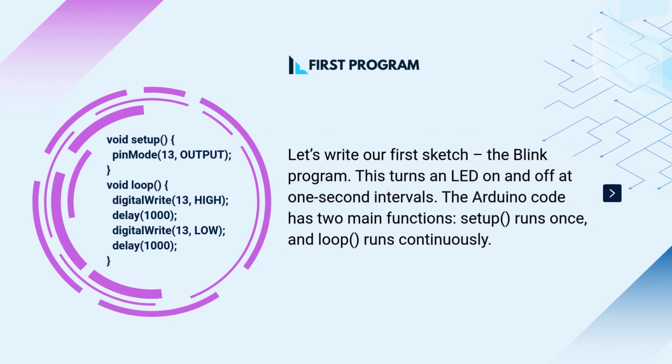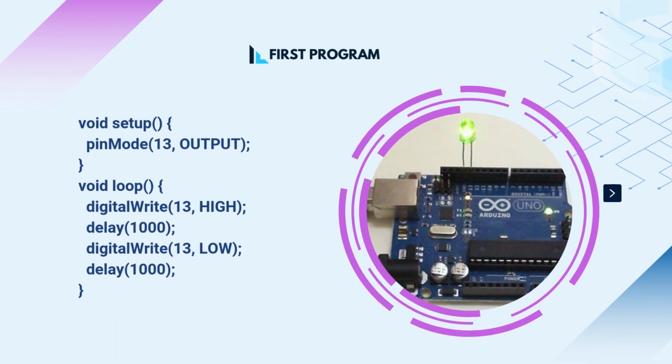Let's break down our very first Arduino program, the Blink Sketch. This simple code will make an LED turn on and off every 1 second. We begin with the setup function. In Arduino, setup runs only once when the board is powered on or reset.